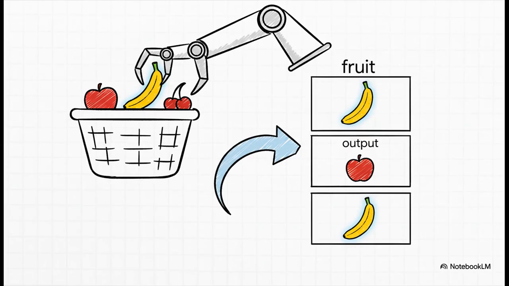Okay, once that first round is done, the loop just automatically moves on to the next item. So now that fruit variable gets updated to hold banana. And then the print command runs again, but this time it's printing banana.